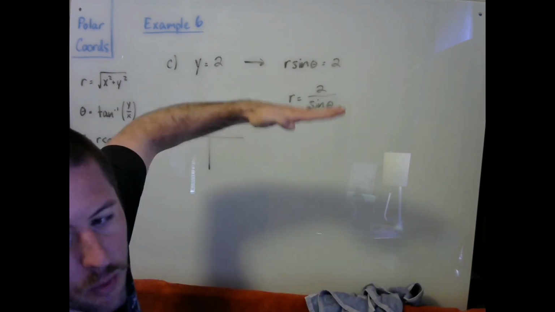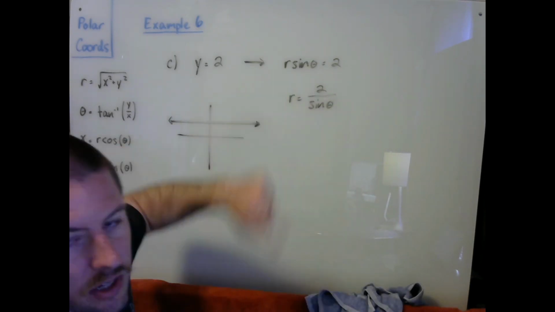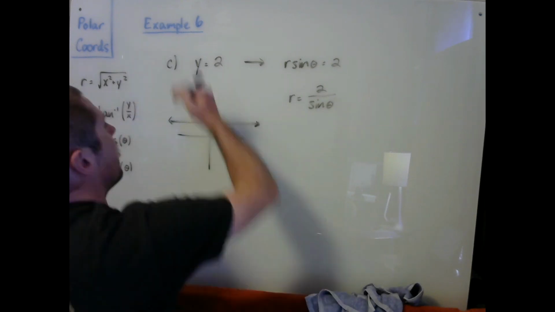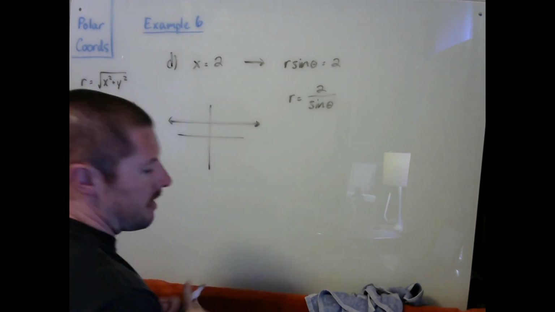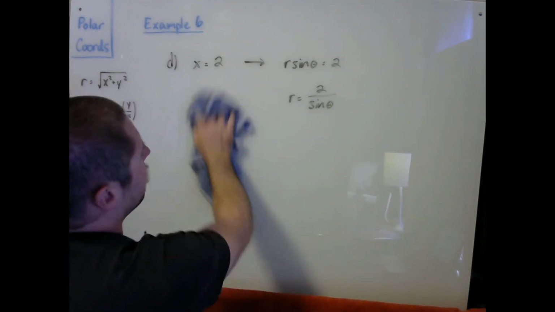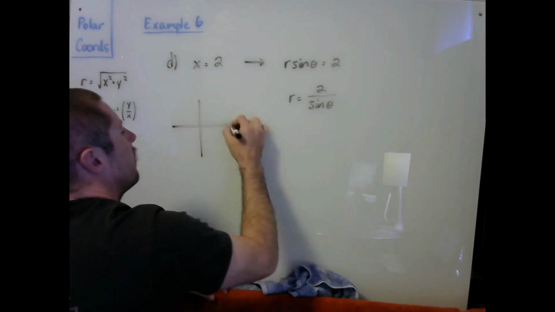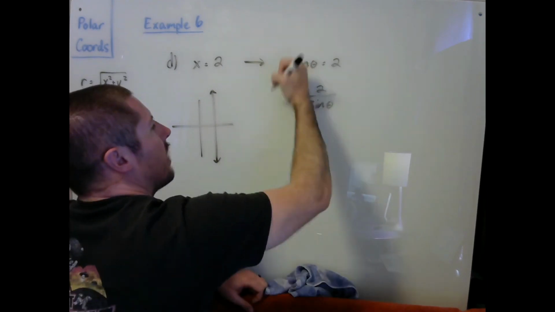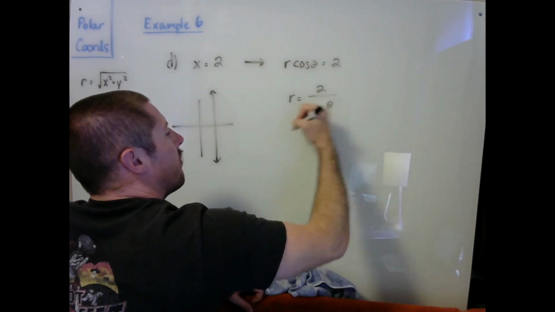Horizontal line means that we're choosing the height. What height are we choosing? 2. Heights are associated with sine, not cosine. Right? Is our final example right here. Not much changing. All I'm doing is saying, let's let x be equal to 2. In this case, this is the set of all points that have an x value of 2. So it should be our vertical line here. We're going to instead have r cos theta equals 2, and we're going to get 2 over cos theta.